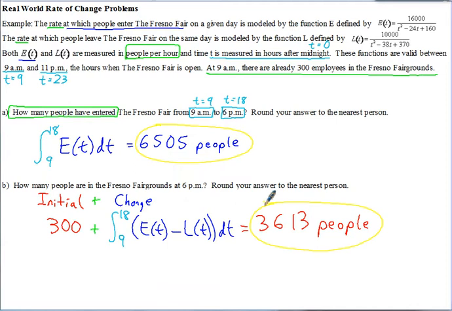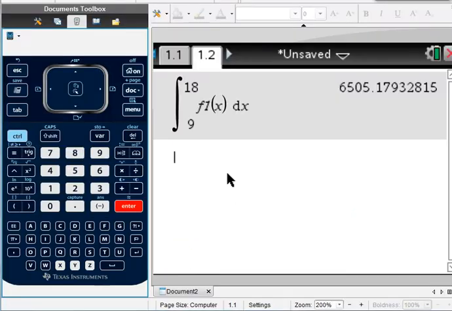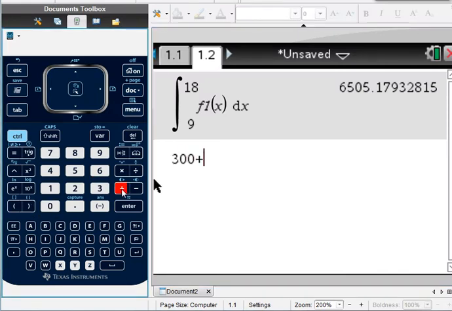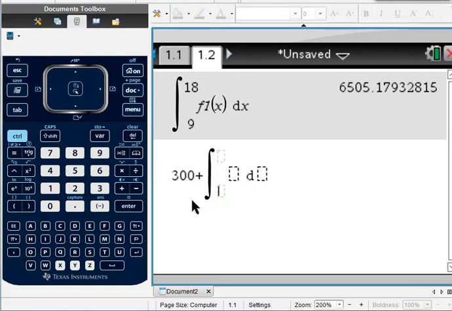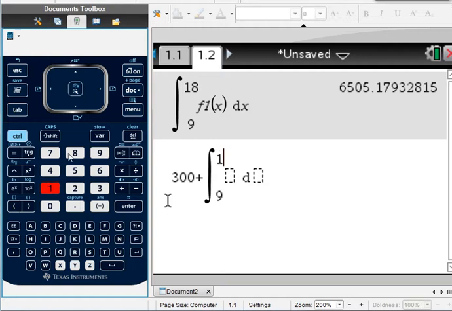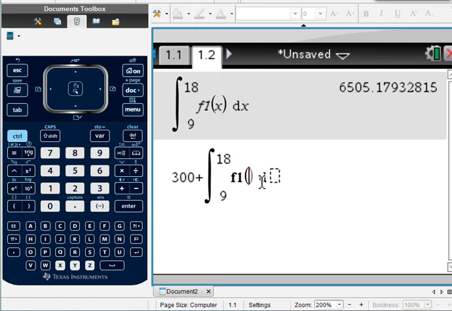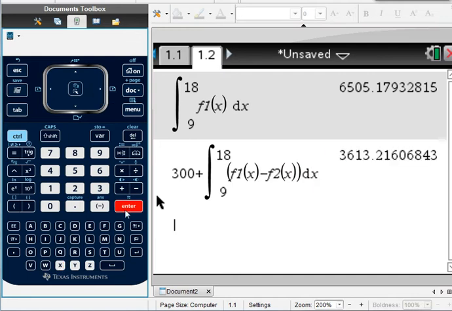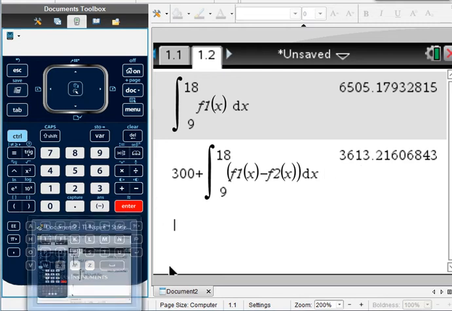And now let's do the same thing on the Inspire. So on the Inspire, again, we can start with the initial 300 plus the definite integral from 9 to 18. And again, we want E of t, which is f1 of x, minus L of t, which is f2 of x. And we still get 3,613 this way as well. All right, let's go on to the next part.